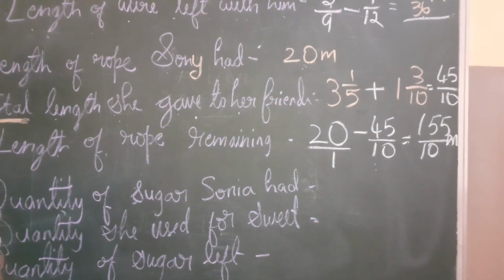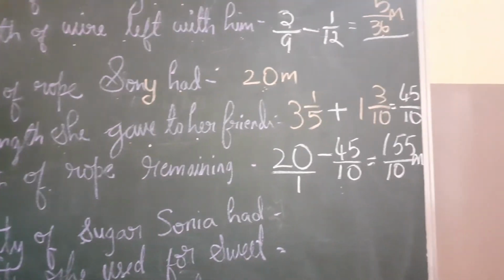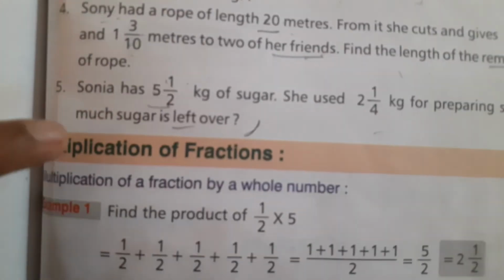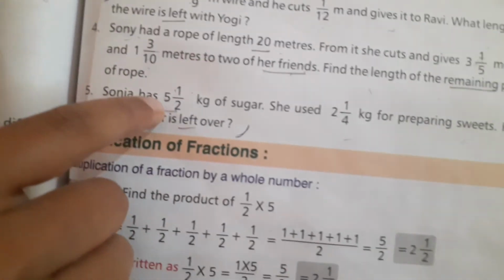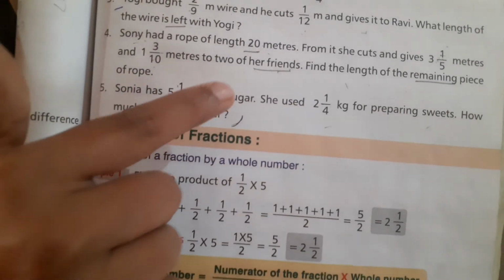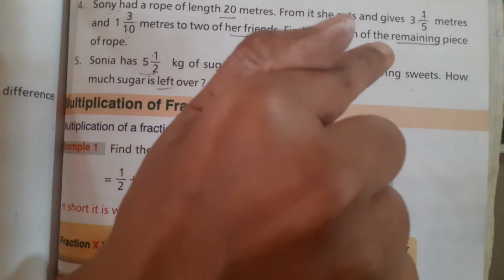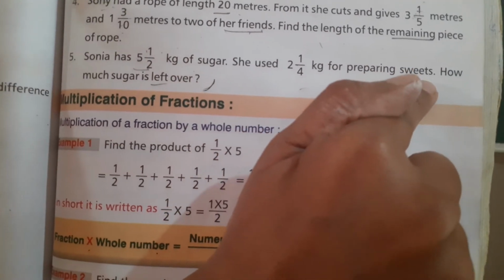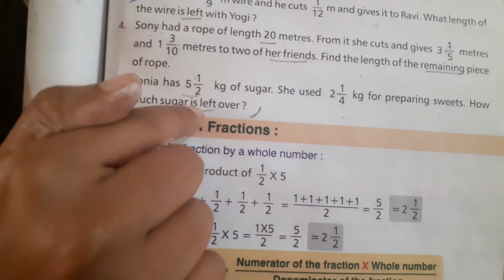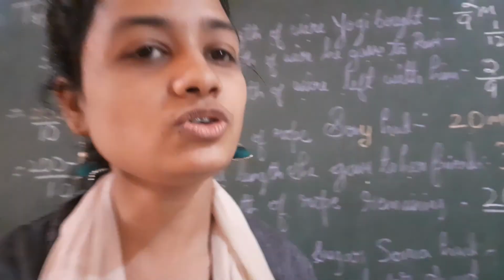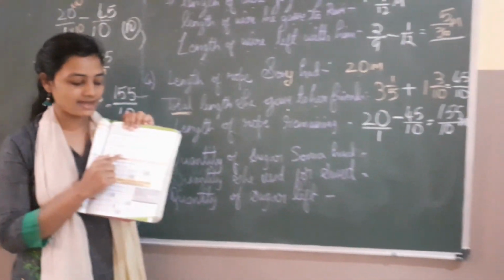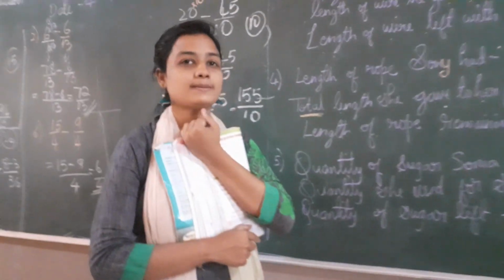So we finished with the fourth one. Now let us start with the fifth question. That is, Sonia has 5 1/2 kg of sugar. She used 2 1/4 kg for preparing sweets. How much sugar is left over? So what should I do? I heard the word left. That means I should subtract.